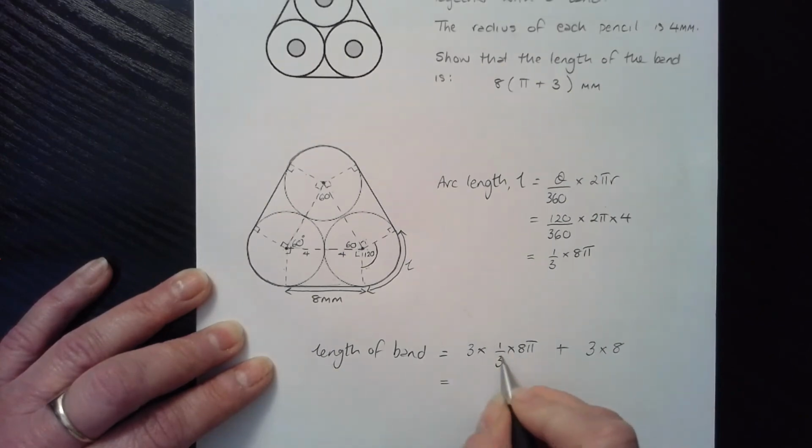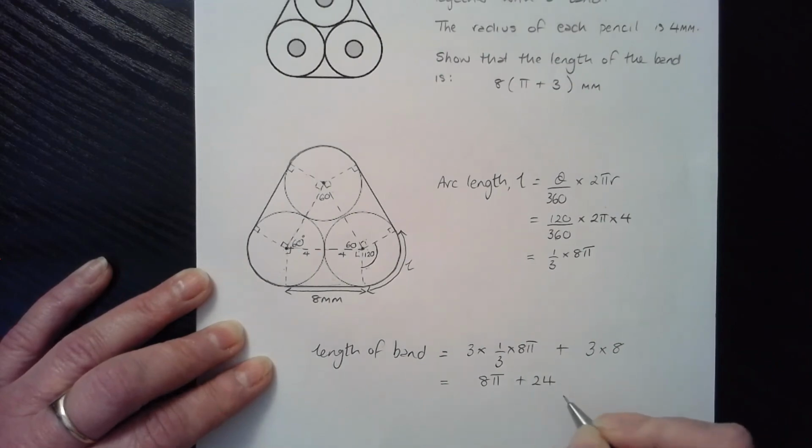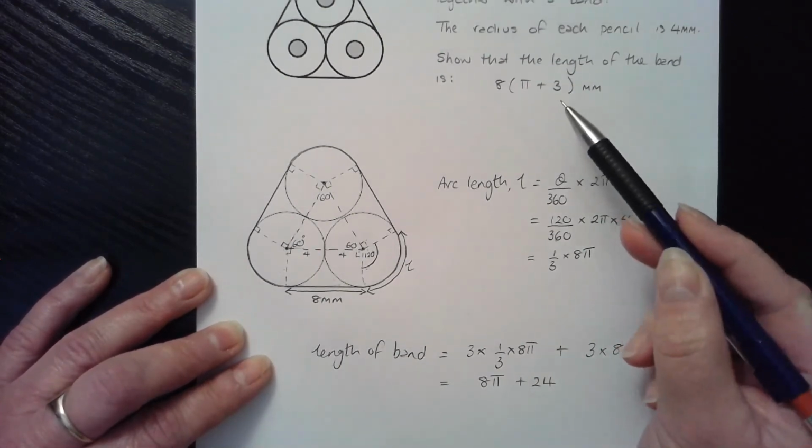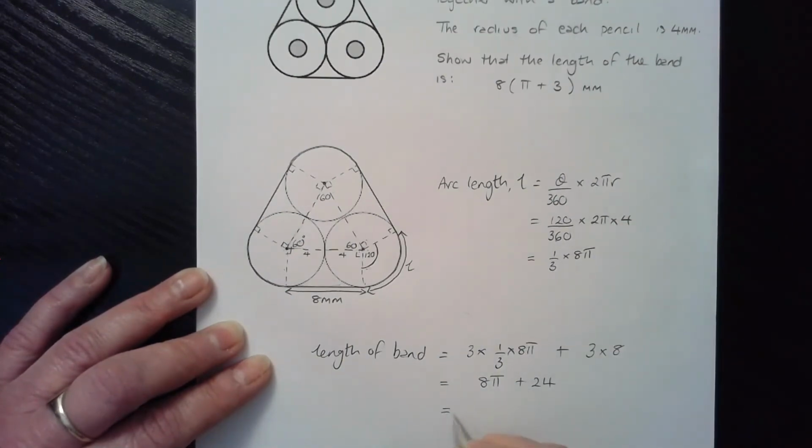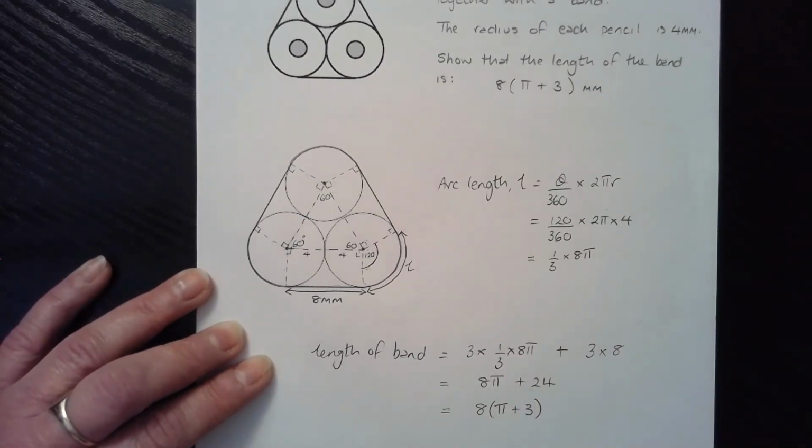Well, 3/3 are 1, which means that this is going to be just 8 pi, and that is 24. So we're very nearly there. It's not quite the same as what it is in the question just yet, but I need to make it that way. So you can see that 8 pi and 24 both have a common factor of 8. So I'm going to take out a factor of 8, leaving me with 8 lots of pi plus 3 as my length, which is what I needed to show.